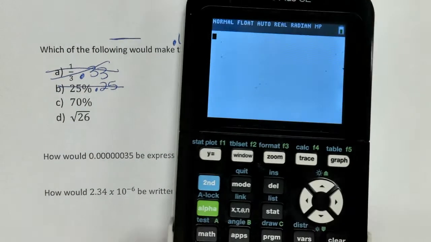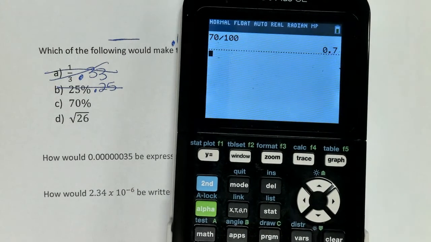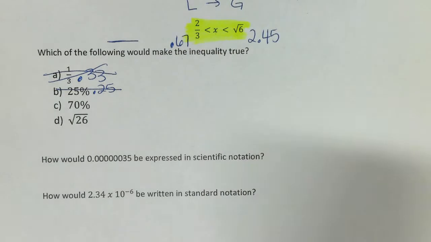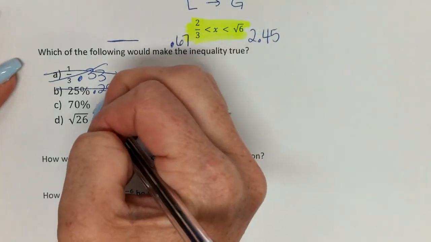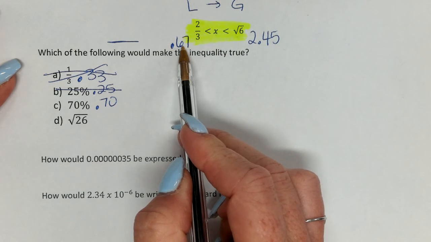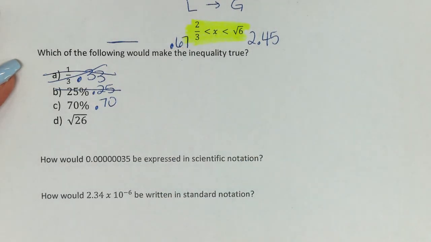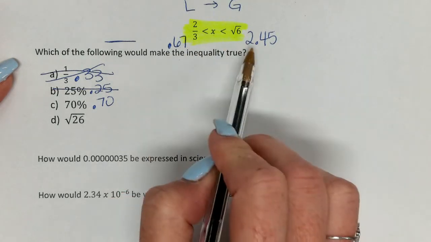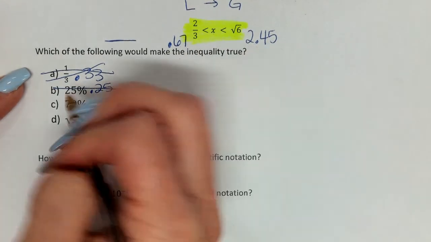All right, let's do 70%. 70 divided by 100. How much money is that? Don't say 7 pennies. 70 cents. Would that fit between 67 cents and $2.45? Yes, because it's bigger than 67 cents, but it's smaller than $2.45. So that's your answer.